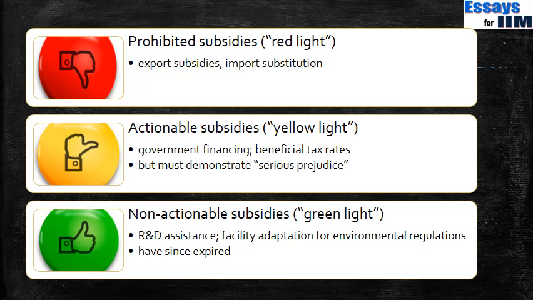And there are certain non-actionable subsidies, the so-called green light, like R&D assistance and facility adaptation for environmental regulation. Those kinds of things are considered okay by the WTO.